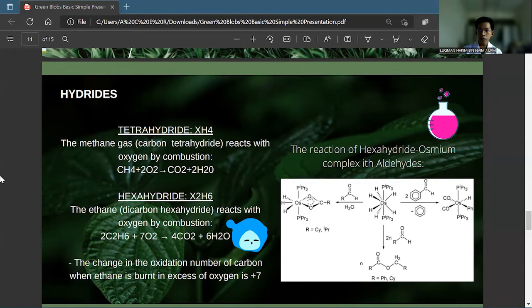For extra information, there is also the reaction of the hexahydride osmium complex with aldehydes, as you can see in the picture on the right side.